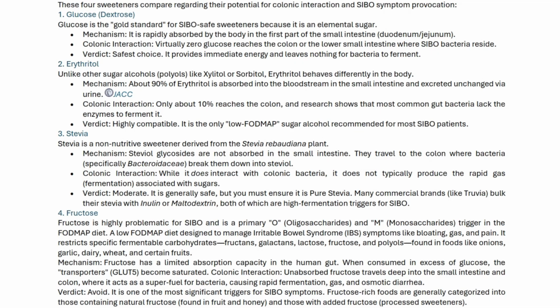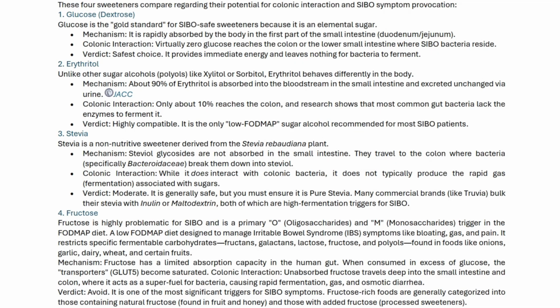Erythritol, a sugar alcohol, is noted for its unique behavior compared to other polyols. Approximately 90% of erythritol is absorbed in the small intestine and excreted unchanged, with only about 10% reaching the colon. Research indicates that most gut bacteria cannot ferment erythritol, making it highly compatible and the only low FODMAP sugar alcohol recommended for SIBO patients.